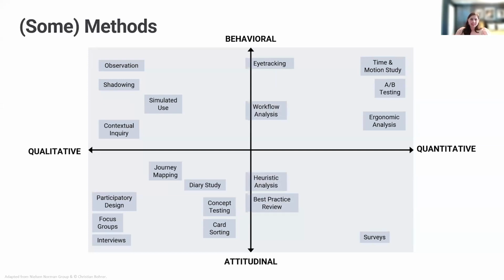There's a handful that sit on that vertical axis where they're not quite qualitative, not quite quantitative; they can be a mix of things. And similarly, things that hug the horizontal axis are neither really behavioral nor attitudinal. Again, it might be a mix, or it might be removed from context a little bit.